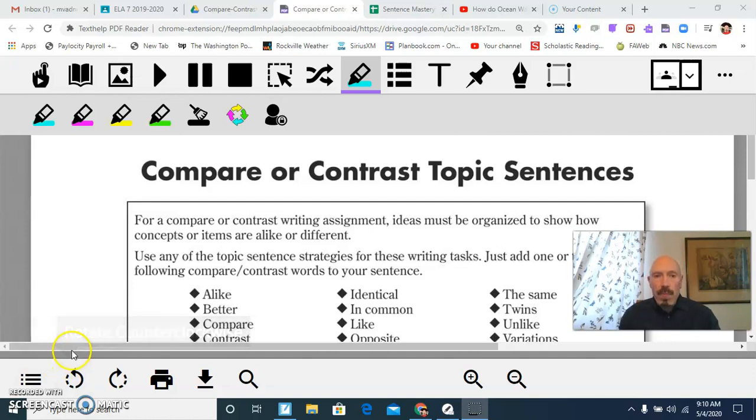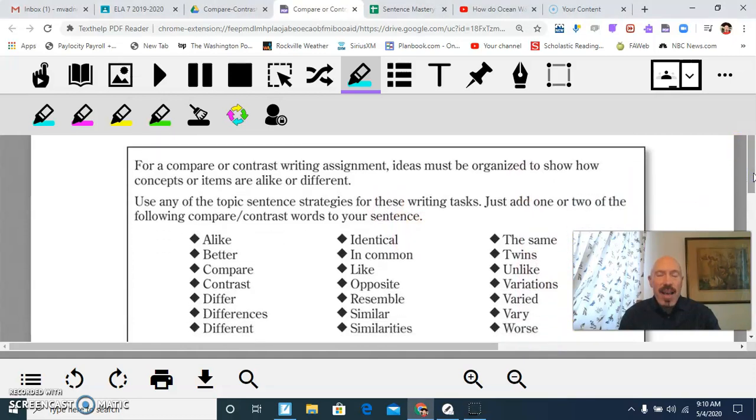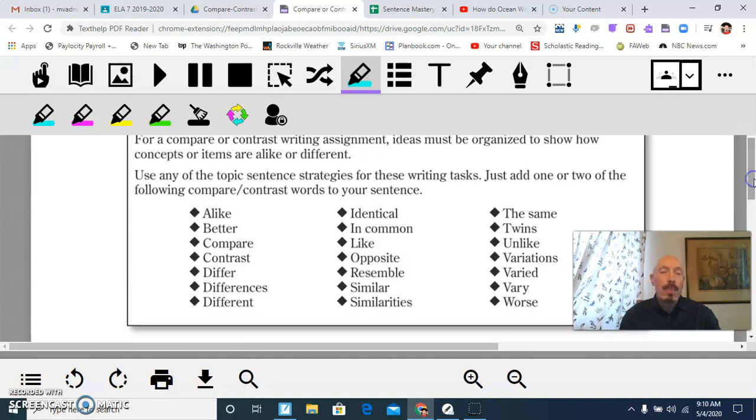Now, you can use any kind of topic sentence writing strategy that you want, it's just that you might want to include some of the words that you see displayed here to help you create that structure for your writing. So we have very obvious words here like alike and better, or differ or different. But then there are some other phrases you might want to use, like in common or resemble or similarities. You can even be clever, like twins or variation.